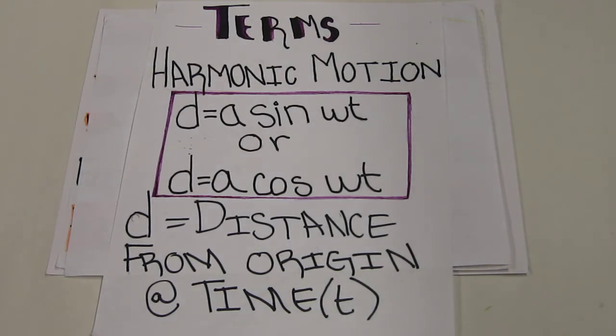Harmonic motion is represented if the distance d from the origin at time t is given by either d equals a sine wt or d equals a cosine wt.